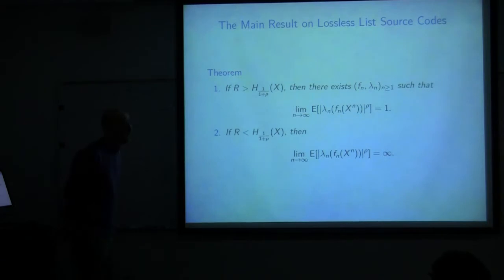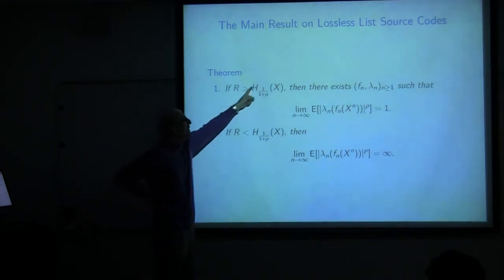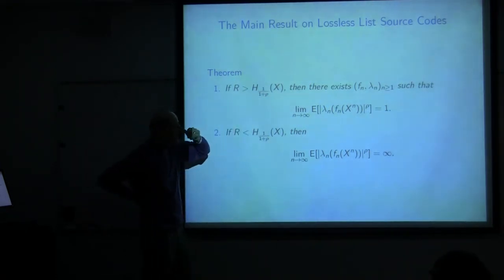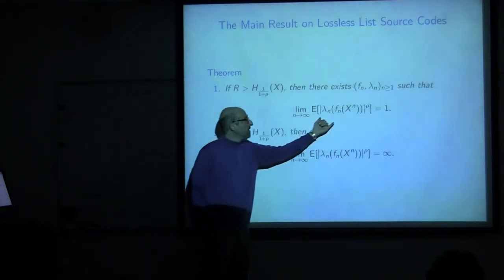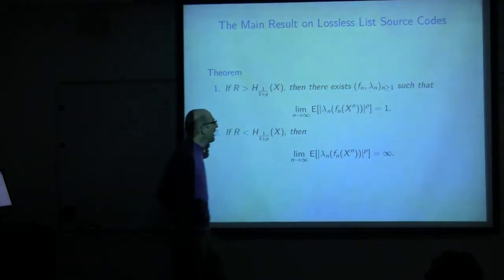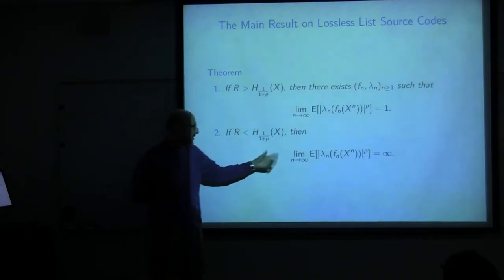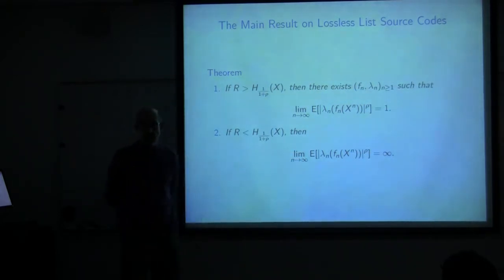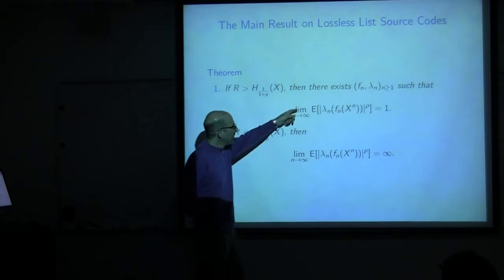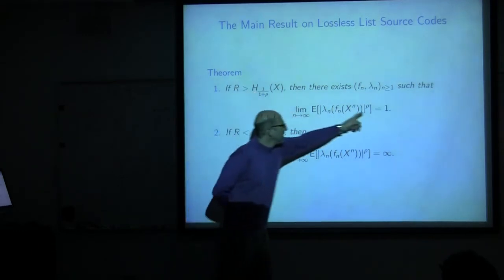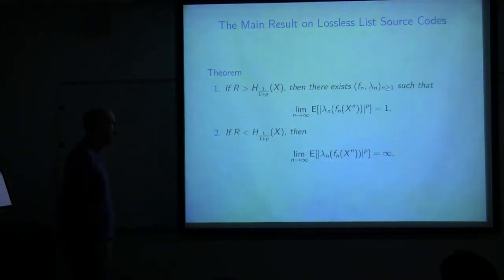And the main result regarding lossless list source codes is the following theorem that says that if the rate is above Renyi's entropy with parameter 1 over 1 plus rho, then there exists a sequence of encoders and decoders such that the rho-th moment of the list tends to 1 as n tends to infinity. And if your rate is smaller than this Renyi entropy, then the rho-th moment is going to tend to infinity as the length of the sequence tends to infinity. So these are the two cases. If your rate is above Renyi entropy, you can drive it to 1. And if it's below, no matter what you do, you end up with the rho-th moment tending to infinity.